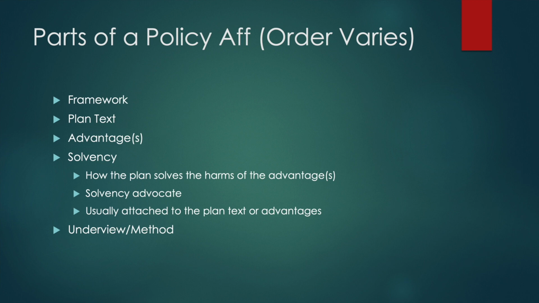Now, solvency itself is usually attached to the plan text or advantages. So the solvency advocate, the card that talks about the specifics of the plan text, normally goes immediately under the plan text. But then there can also be advantage-specific solvency baked into each of the advantages to describe how doing the plan solves for the specific harms described in that advantage. So think of the solvency advocate as basically somebody saying, hey, this plan is legit and is a good idea. And then the solvency cards in the advantage as being like, here's how this action will actually prevent the harms that I just described from getting worse.